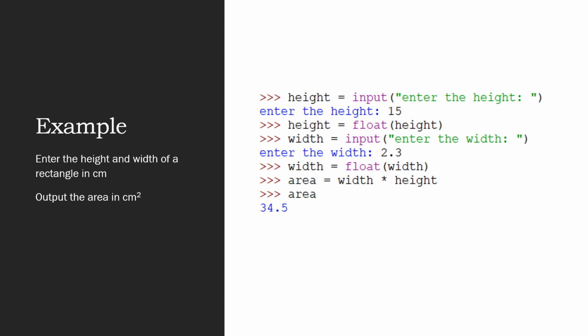So this series of commands allows us to calculate the area of a rectangle from input values, which are its height and its width. So I'd like you to pause the video now, open Python and enter those commands into the shell. You can enter the inputs that I've used here, 15 and 2.3, or other inputs, and just see what result you get.